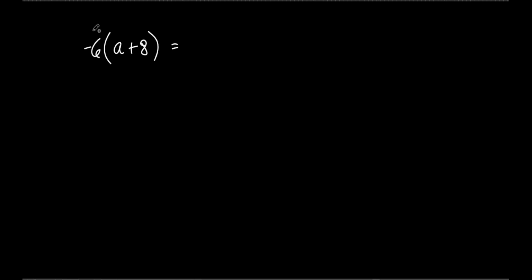We're going to take that negative 6. We're going to multiply it by the A. So what's negative 6 times A? It's just negative 6A. It's all you can do. You can't really do anything with that. You just put them next to each other.